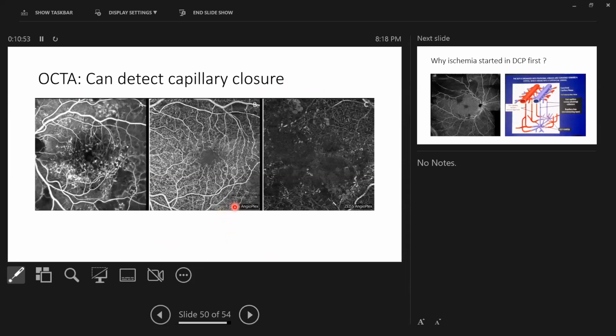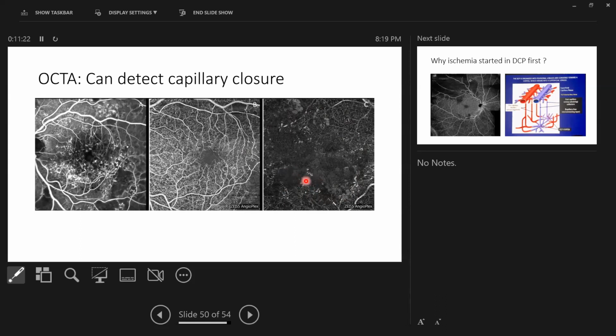Now, please pay attention to this case. This is a case of a patient with diabetic retinopathy. This is the fluorescein angiography. And this is the OCTA. This is the superficial plexus. And this is the deep plexus. And you can find there is very severe capillary dropout and ischemia of the deep capillary plexus. The question is, why did the ischemia start in the deep capillary plexus?